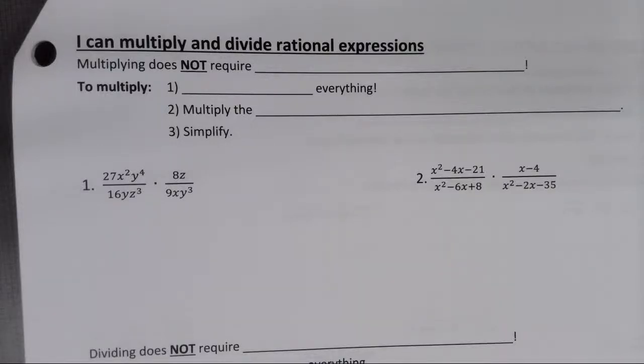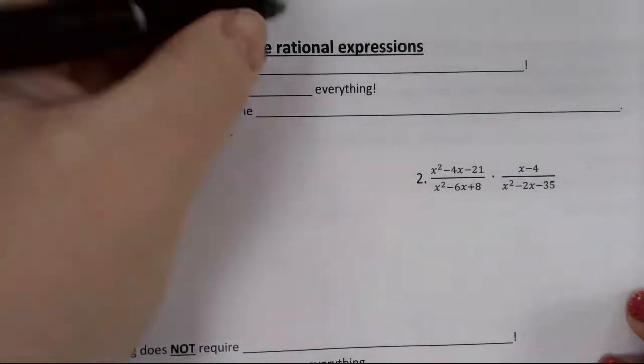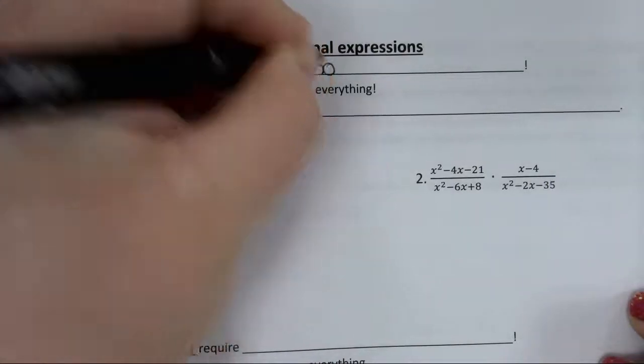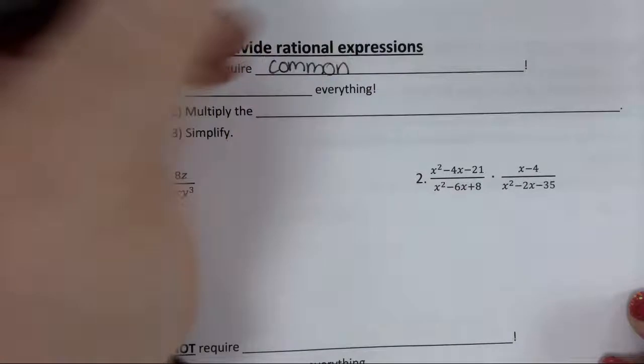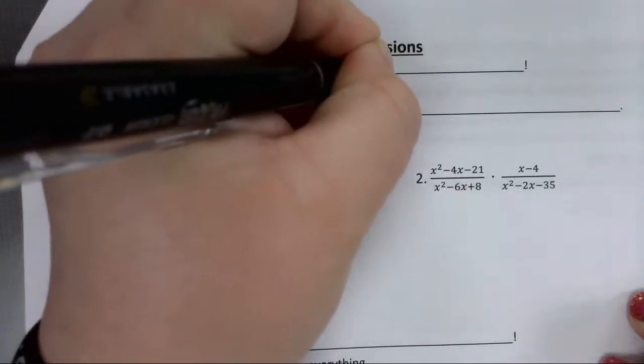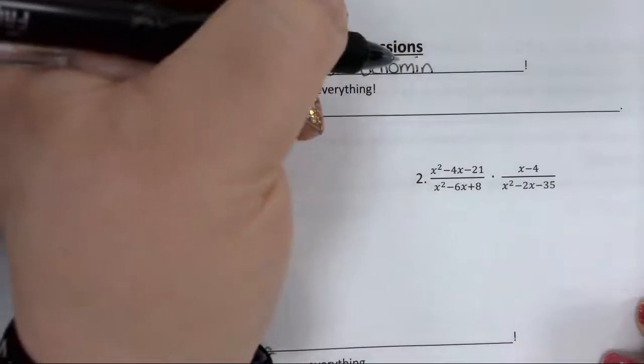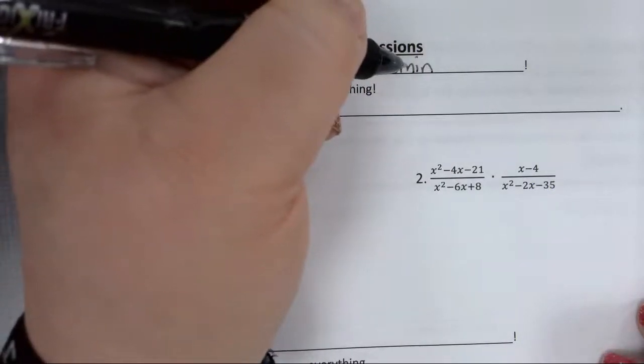To multiply and divide rational expressions, the same thing holds true. You do not need to have a common denominator. A lot of students get really confused between multiplying and dividing and addition and subtraction, where you do need a common denominator. You'll still get the same answer if you have a common denominator, but you are wasting precious seconds, in some cases minutes even, trying to find one.